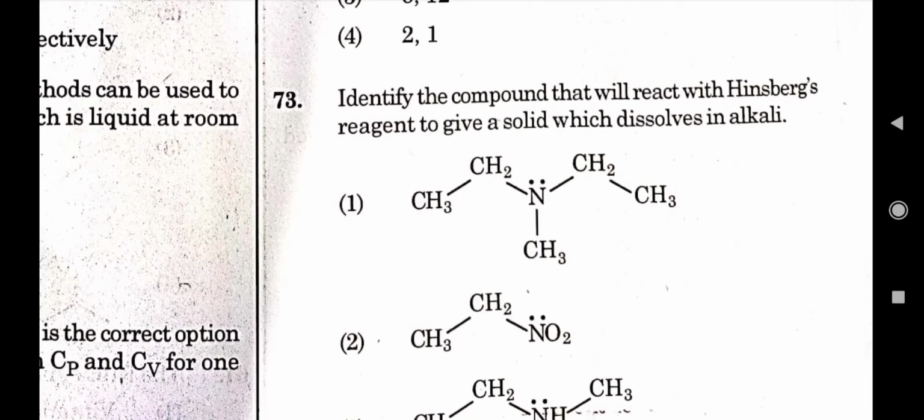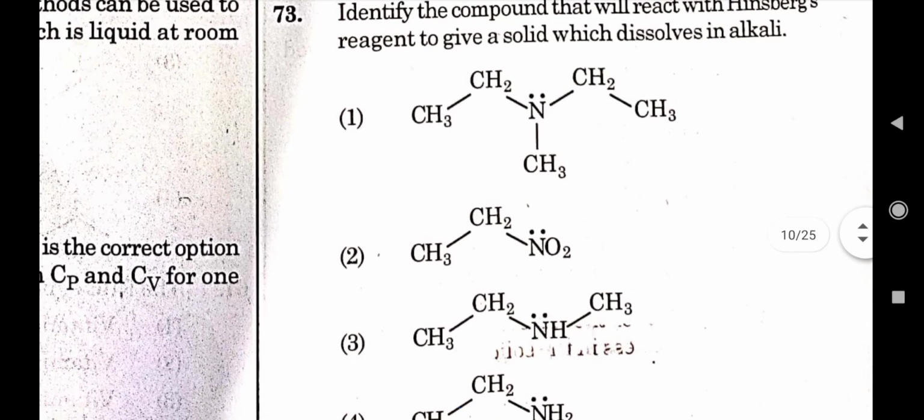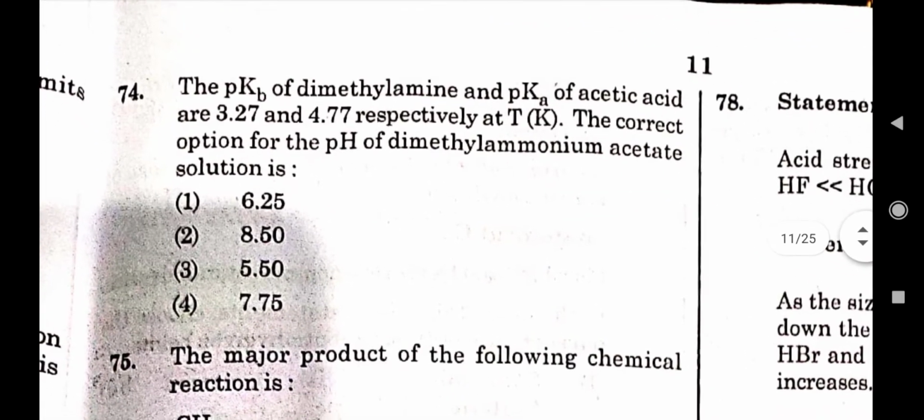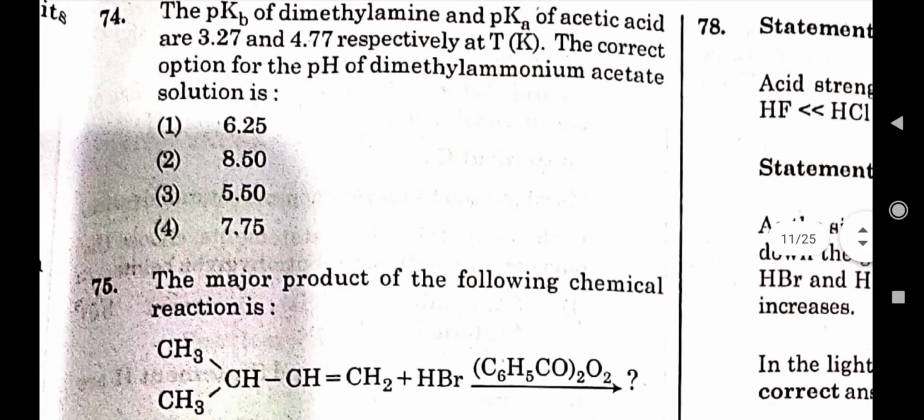Now question number 73, identify the compound that will react with Hinsberg's reagent to give a solid which dissolves in alkali, इसका जो correct option है that is option 4. Now coming to question number 74, the pKb of dimethylamine and pKa of acetic acid are 3.27 and 4.77 respectively at T temperature kelvins. The correct option for the pH of dimethyl ammonium acetate solution is, इसका जो correct option है that is 7.75, option number 4.